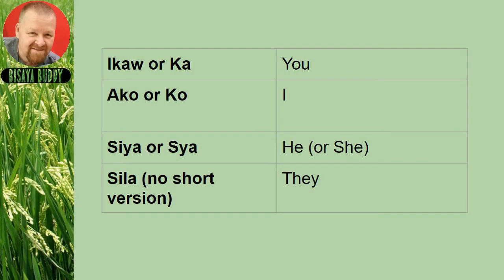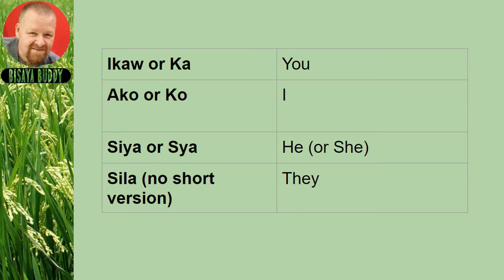If you want to say you, that would be ikaw or ka. Ikaw is the full word, but it is often shortened to just ka. If you want to say I, that's ako. Ako, or just ko. Ko is the short version.